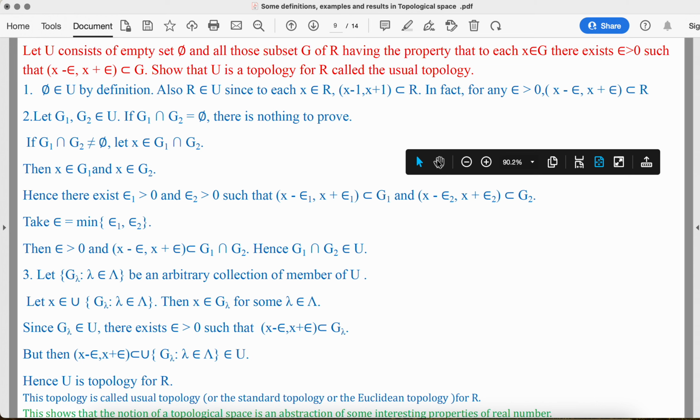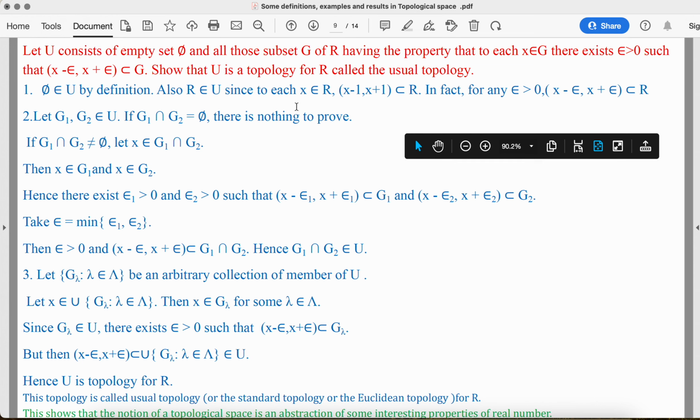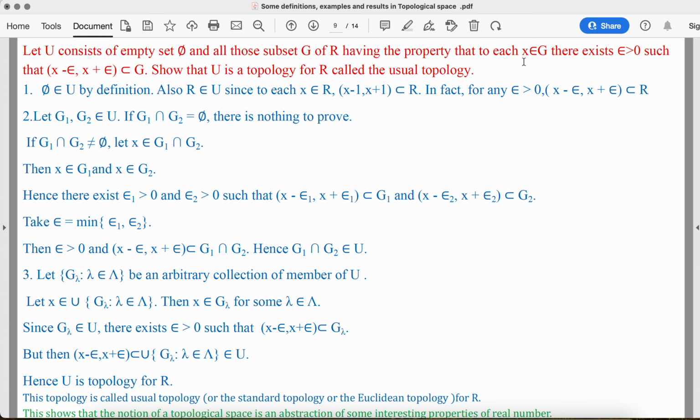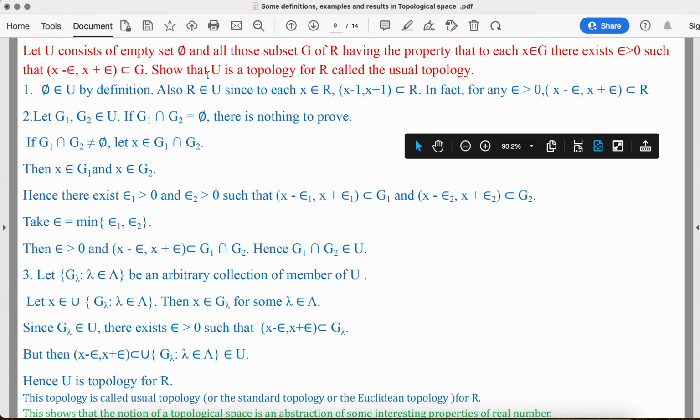Now we will show that if U consists of the empty set phi and all those subsets G of R having the property that to each x belonging to G there exists epsilon greater than 0 such that the open interval x minus epsilon to x plus epsilon is a subset of G, then U is a topology of R, and in fact this is called the usual topology.